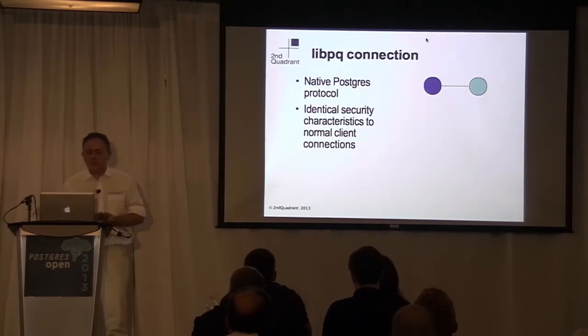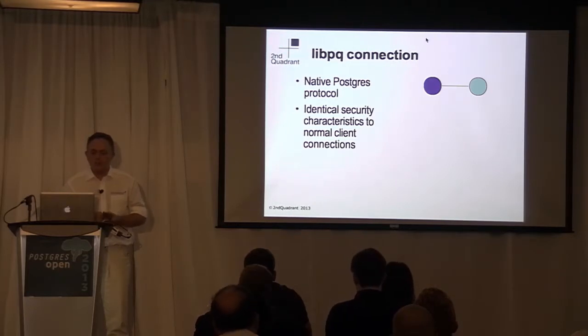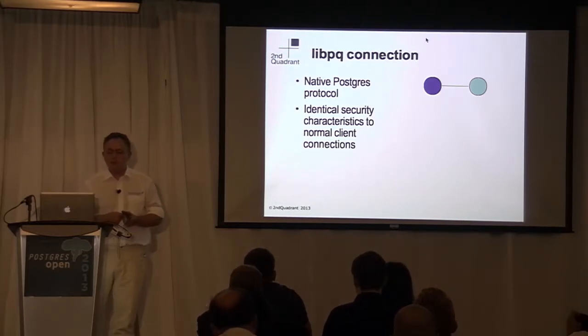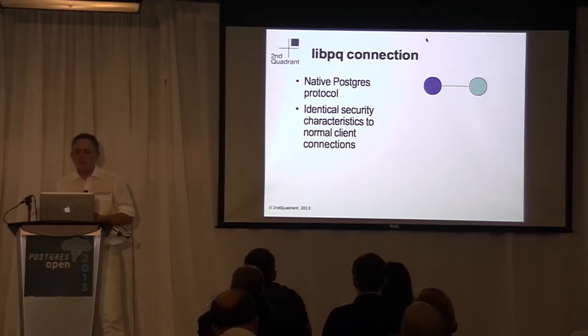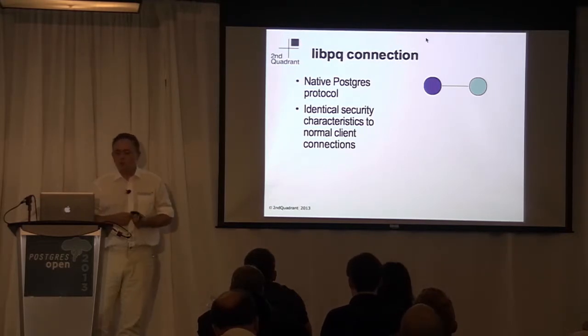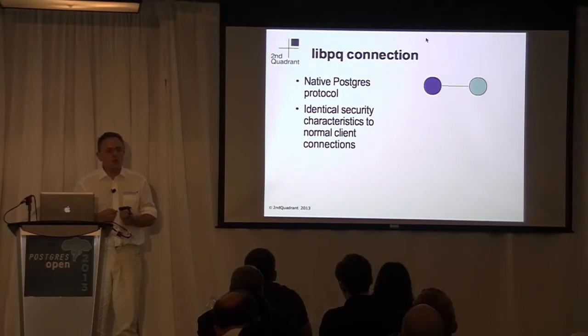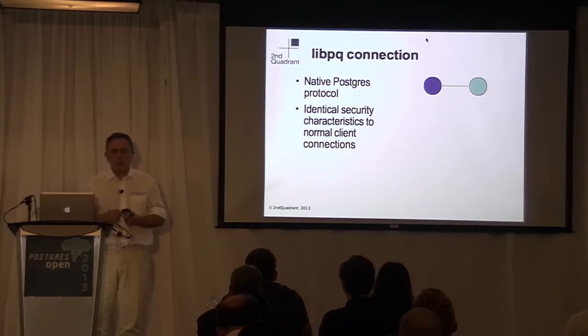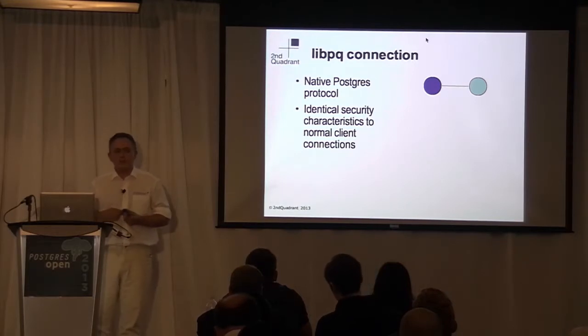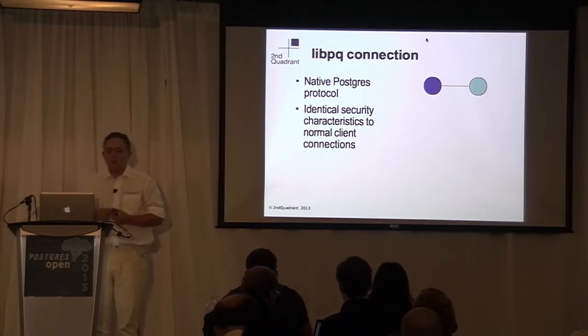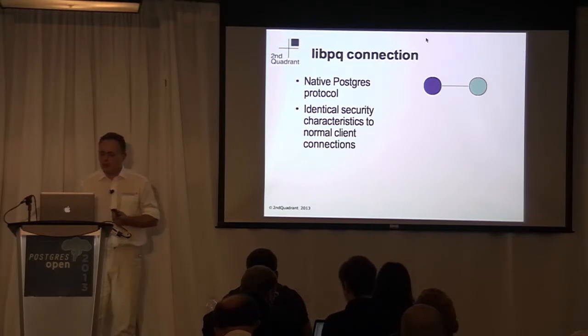So let's start at the beginning. How does replication work? Well, we use the native Postgres protocol to connect multiple servers together. This is a very important point because it means that the replication connections have identical security characteristics to normal client connections. That means we can punch through firewalls. We've got all of the benefits that we get from security, but most importantly, we're not creating some kind of security hole just because we're using replication.